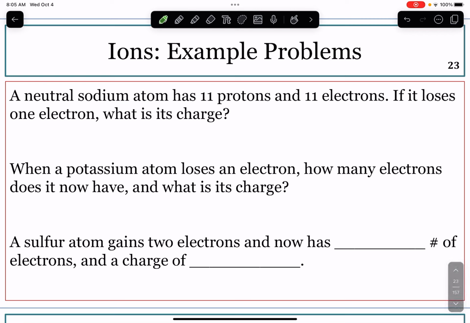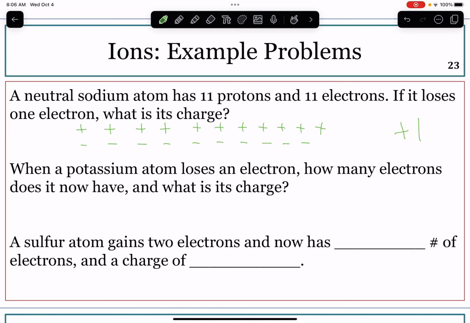Here's a sample problem. A neutral sodium atom has 11 protons and 11 electrons. If it loses one electron, what is its charge? So think about having 11 protons, and then if it is neutral, it's going to have 11 negative electrons. But then if it were to lose one negative electron, you now have one extra positive proton here that it doesn't get to cancel out. You can think of it as canceling out with a negative electron. Therefore, overall, the sodium atom here has a +1 charge.